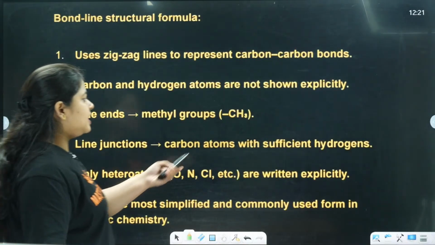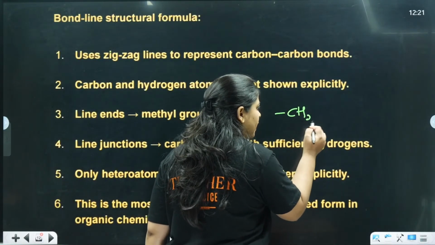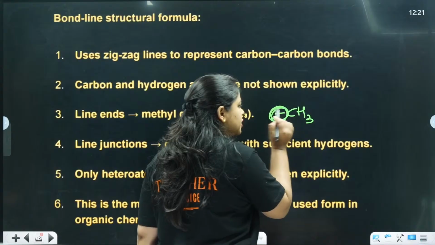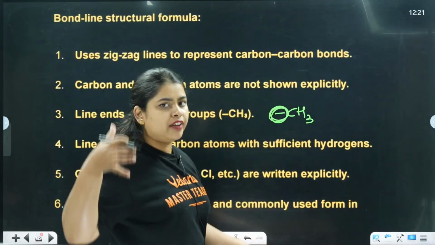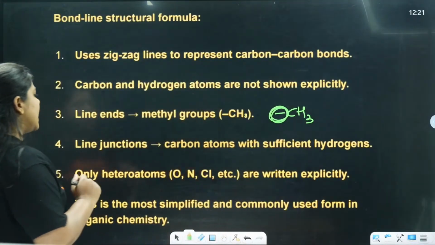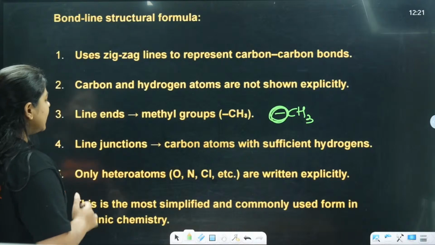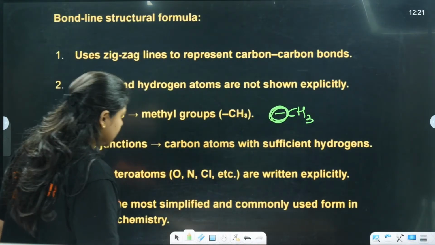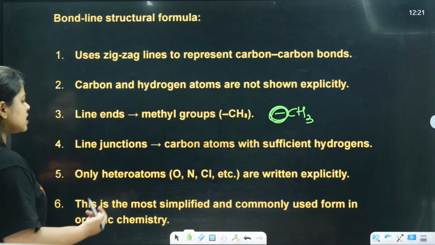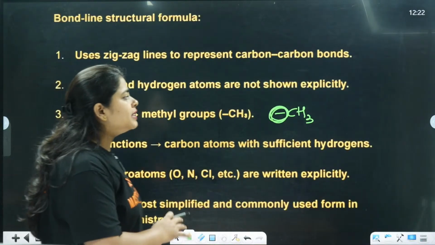Like for example CH3, why is it written like this? Why has this been used? This has been used to mention that it has got bonded with someone. Clear? Next, at a line junction, carbon atoms with sufficient hydrogens will be present. Only the hetero atoms like oxygen, nitrogen, chlorine are written explicitly, and this is the most simplified and commonly used form in organic chemistry. So these are very simple.